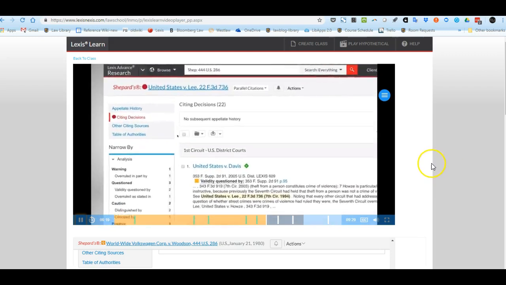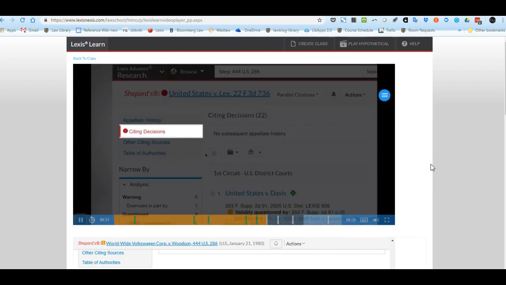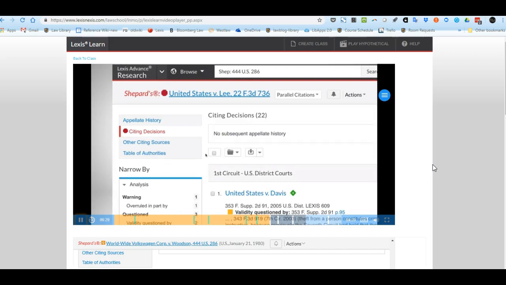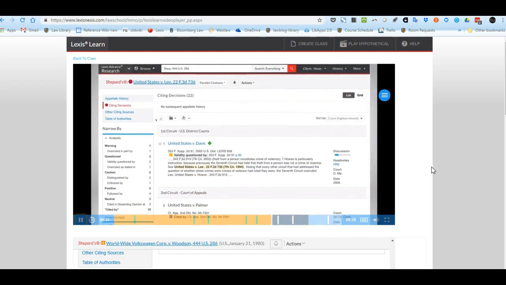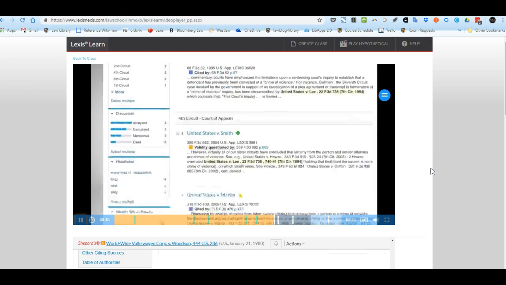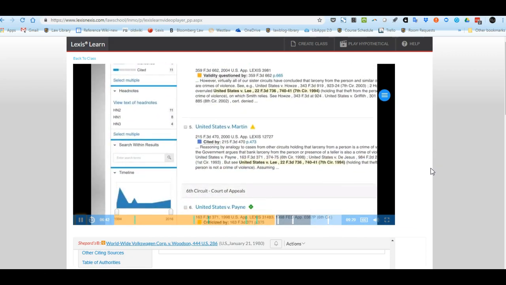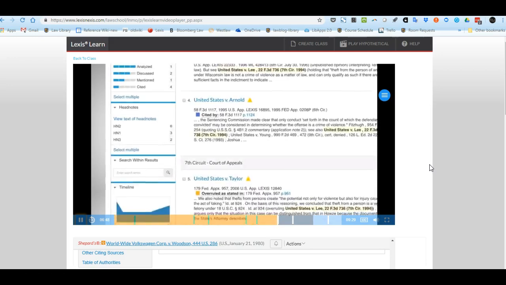You notice that the red stop sign appears next to the link for citing decisions. This tells you that the negative analysis for the holdings from your case can be found in this section of the Shepherd's Report. First, let's narrow this report to the cases analyzing holding number 1 from Lee. Theft is not a violent felony. Using the Search Within Results filter, you can quickly search the citing decisions for mentions of violent felony.